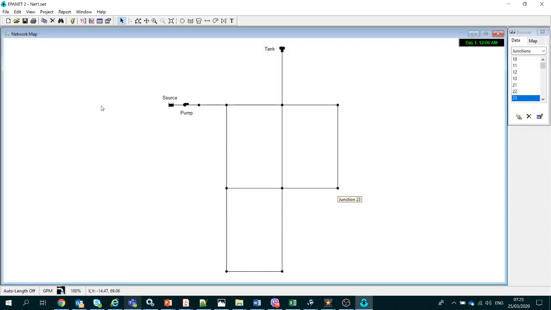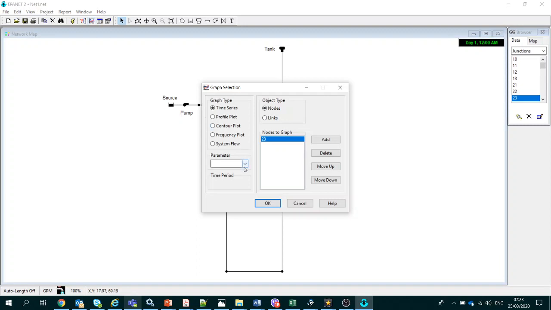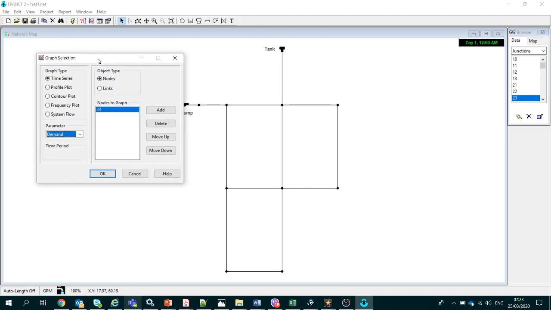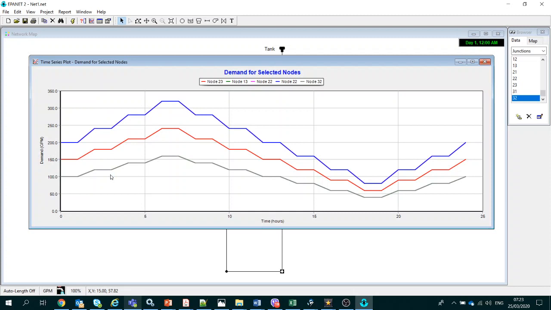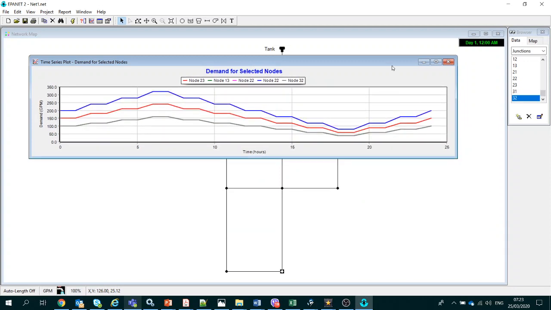Similarly, we can look at maybe the demand, that is how much water is flowing, and you can make these graphs for more than one node at a time. So just add, add, add. So then you get this nice graph showing all the demands in the selected nodes, how it's varying with time. We can make a similar graph for pressure also if that is needed.